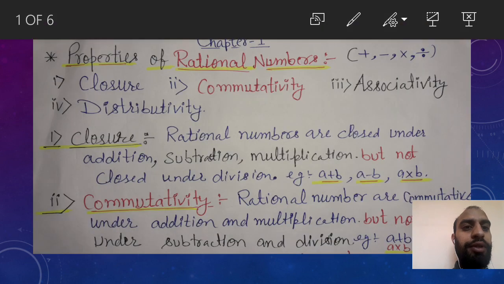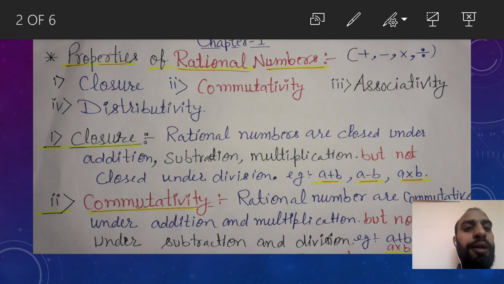So today we are going to discuss our chapter number 1, that is rational number, and today's subtopic is properties of rational numbers. Some properties today we are going to discuss. Those are helpful for solving some questions. First property is closure property, second is commutativity, third property is associativity, fourth is distributivity.